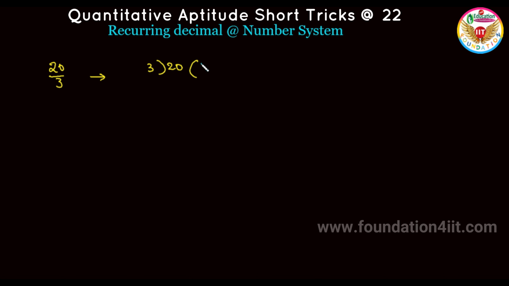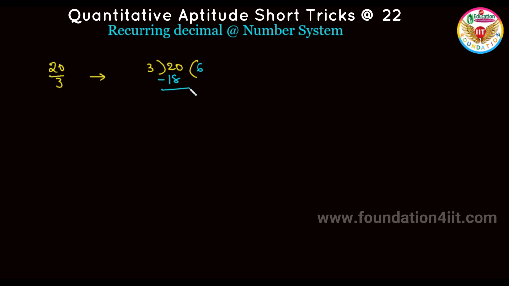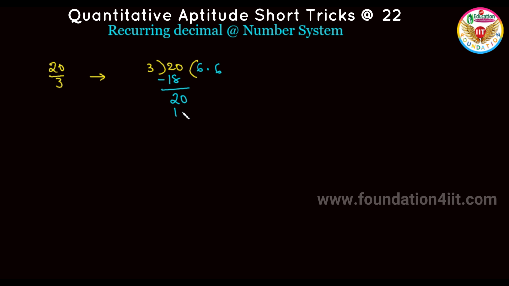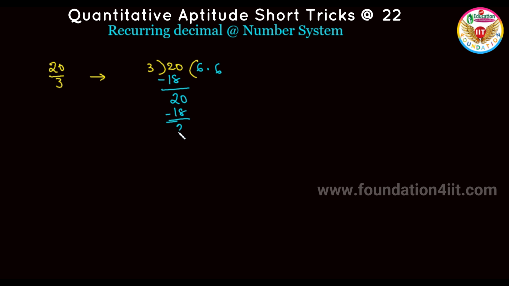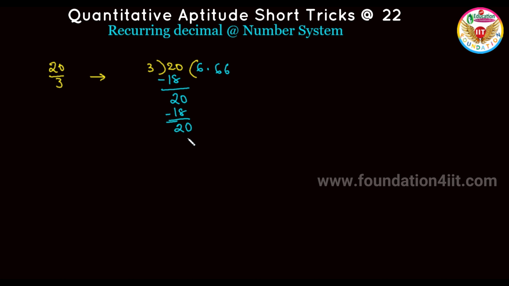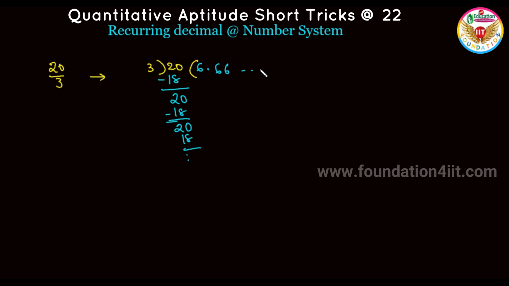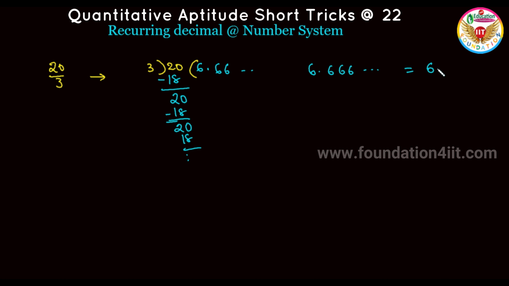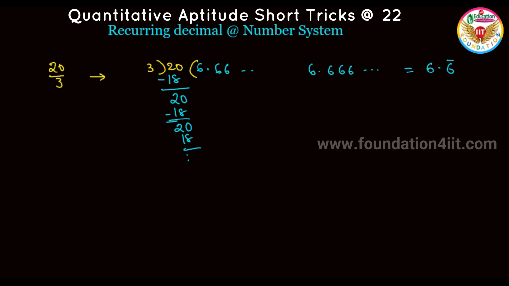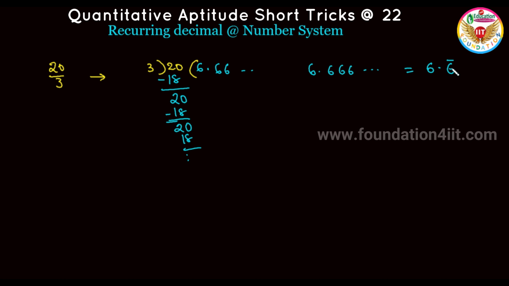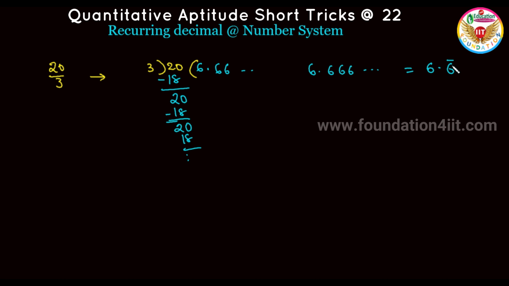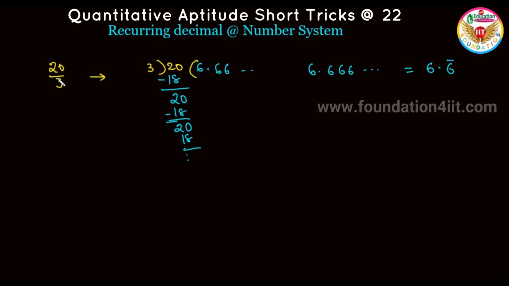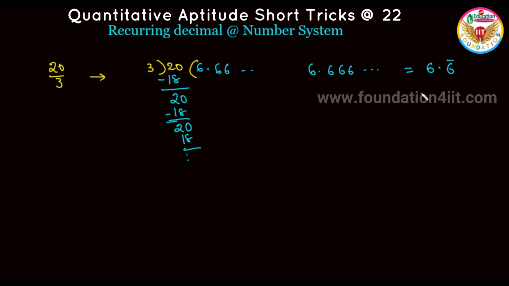then 3 times 6 is 18, and if we subtract, we get 2. Keep 0 and the point, again 3 times 6 is 18, and subtract, it is 2, 10. If you do the division, it will be continuous. So that means 6.666 is repeating. So 6.6 bar, we can say it as, the meaning of this is the particular digit is repeating infinite times. So 6.6 bar is 20 by 3. If you know fractions, we can convert into these recurring decimals.